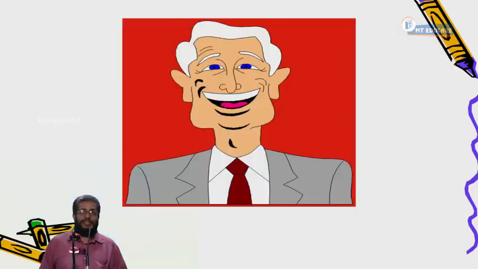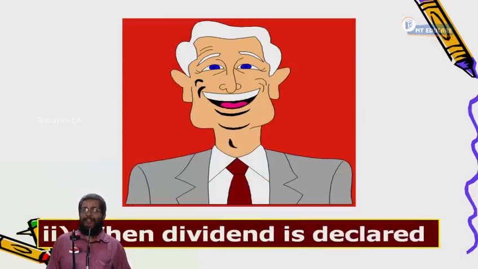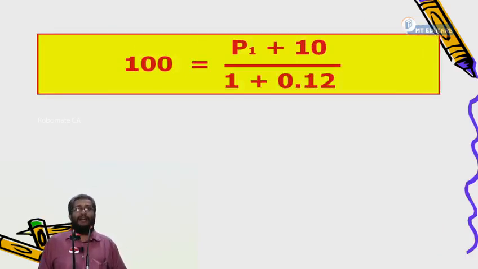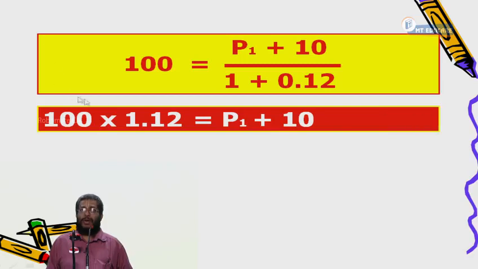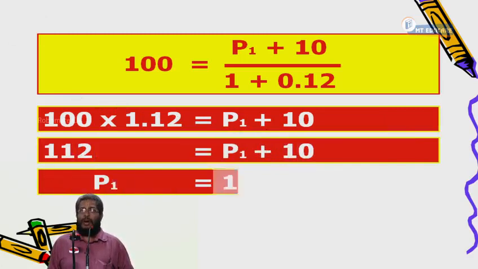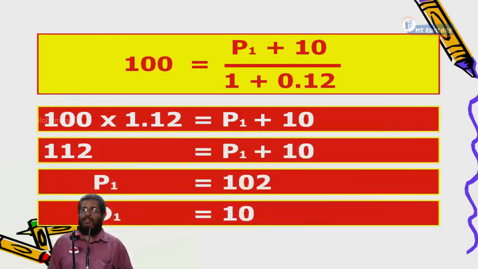Now, suppose, next question. The dividend is declared. So when the dividend is declared, what is going to happen to the share price? Can you proceed? 100 is equal to, P0 is equal to, P1 I have to find out, plus dividend, 10 rupees, divided by 1.12. Yes or no? That means 100 into 1.12 is equal to how much? P1 plus 10. And P1 is equal to how much rupees? 102. And dividend is equal to 10.